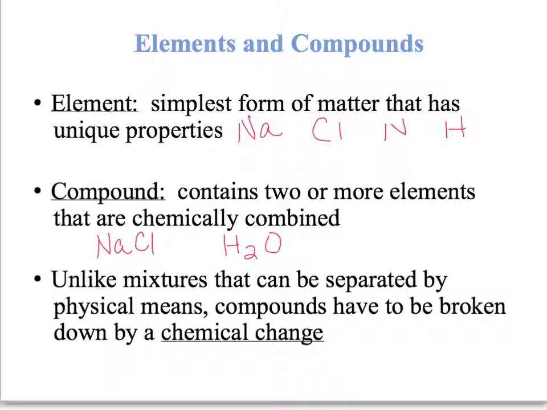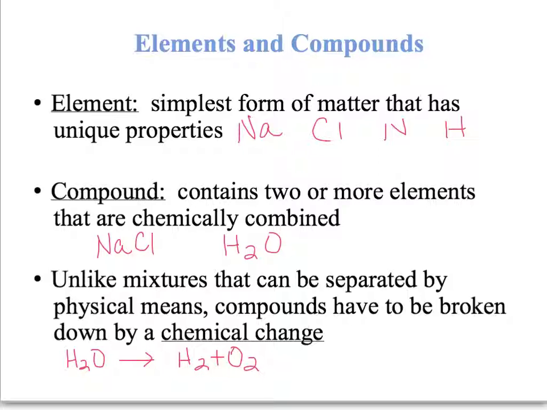So unlike mixtures that can be separated by physical means, and we talked about that, distillation, filtration, and centrifuge, compounds have to be broken down. Now these compounds, like sodium chloride and water, can be broken down, but there has to be a chemical change or a chemical reaction. So if I take water, and you've seen a chemical reaction before, I know, water can break down to hydrogen and oxygen. And the twos are because they're diatomic. We will discuss that later on in the course. But right now, that's the reaction.